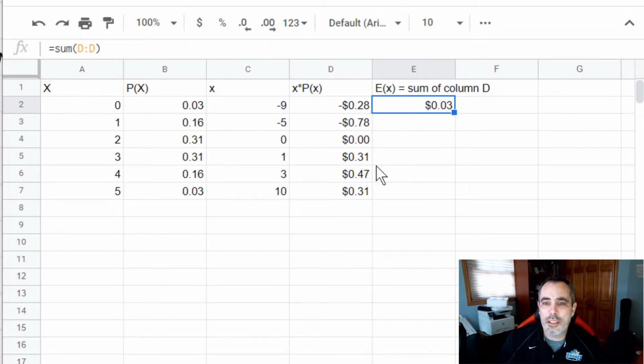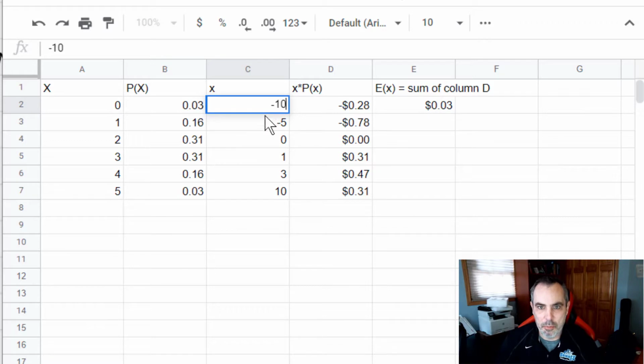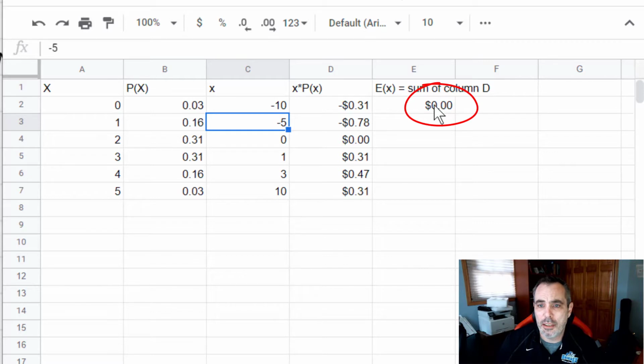Now you can see with the power of Excel, if I change a few of these things, and let's say if you make it perfectly even, going and putting a -10, -5, 0, 1, 3, 10 as the payouts, the expected value is 0. So I would imagine that someone in any kind of gambling industry is going to know these payouts and get this ever so slightly into the negative column for the player.